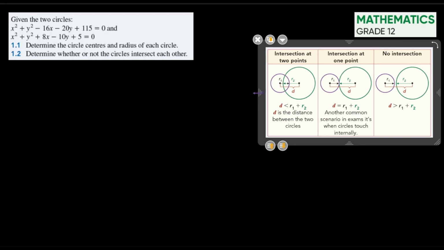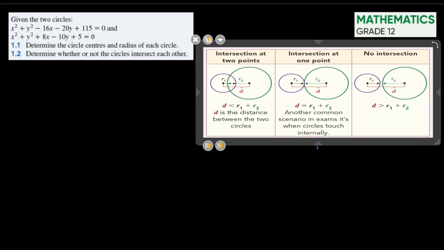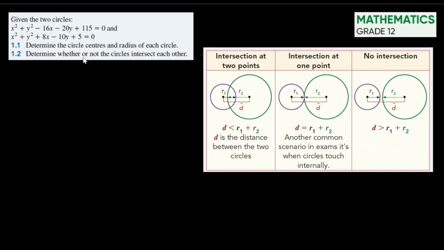The next question is asking us to determine whether or not the circles intersect. Remember we're dealing with two circles. Let's go back and write out the information for our two circles. Let's call it circle A, with the circle center of (8, 10) and the radius of 7. And circle B, where we had the circle center of (-4, 5), and the radius was 6 units.